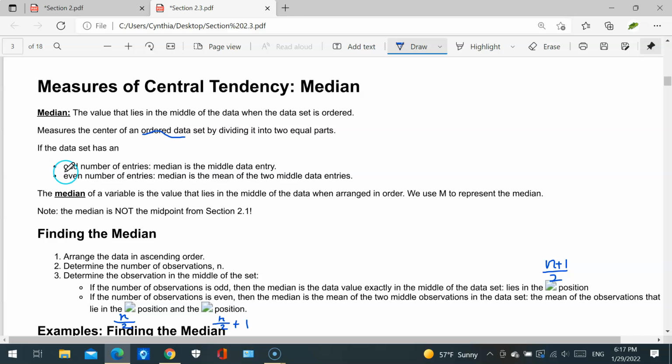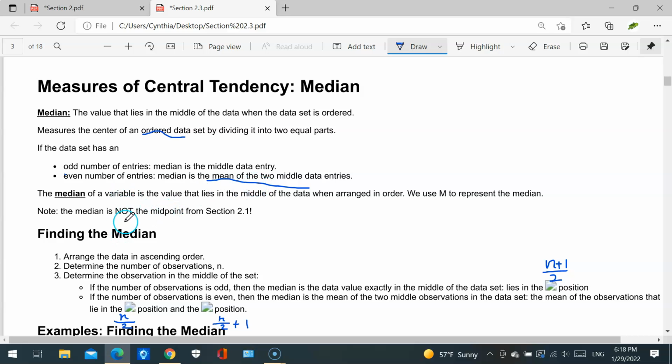When the data set has an even number or an odd number of entries, the way we find the median is a little bit different. When you have an odd number of entries, the median is just the middle of the data entries. When you have an even number of data entries, the median is the mean of the two middle data entries.